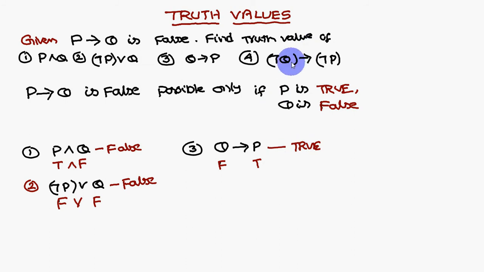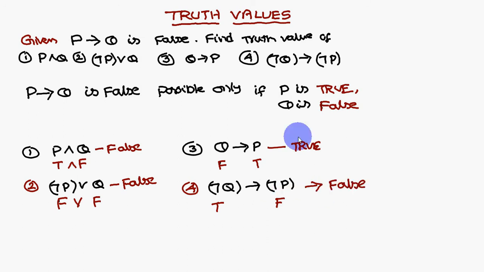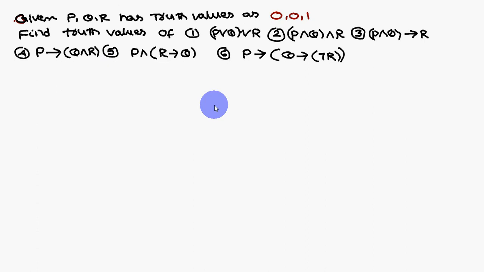Next, not Q conditional not P. Not Q means Q is false, so not Q stands for true. Not P is false. TF conditional statement, what will the result be? False. Okay, this is the way of finding the different truth values. Now we will go for another problem.